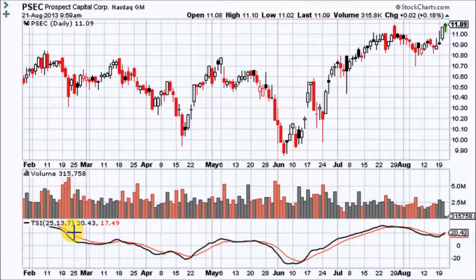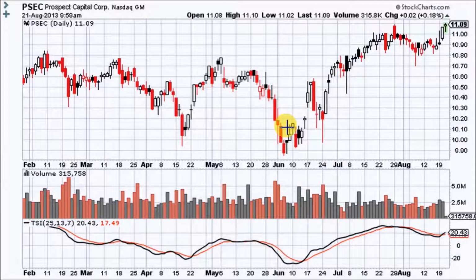Okay. TSI captures the ebbs and flow of price action with a steadier line that filters out much of the noise of other indicators. Prices are generally rising when TSI is positive or above the zero line, and prices are generally falling when TSI is negative or below the zero line.